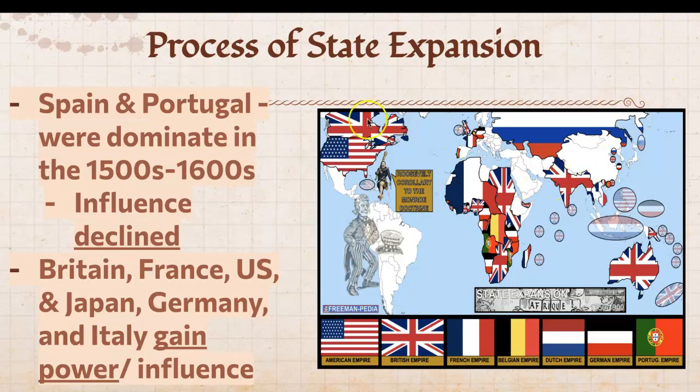And then this picture to the side is just a map of the world, and it shows the different imperial powers, so the American Empire, British, French, etc., and the different places that they claimed across the world in this time period as their colonies and as their mother country.